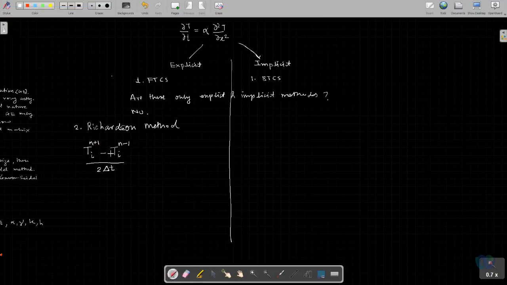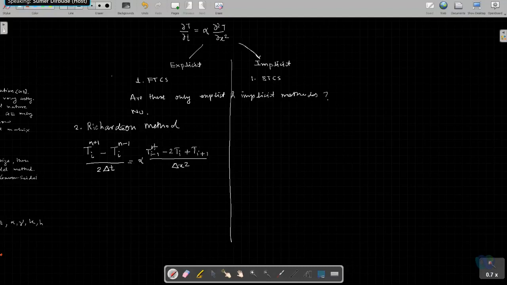Evaluated at n. And the other discrete parts are taken as Ti minus 1 minus twice Ti plus Ti plus 1, over delta x square. And what should be here? What should be on the top? What are these values? Are these known or unknown values?